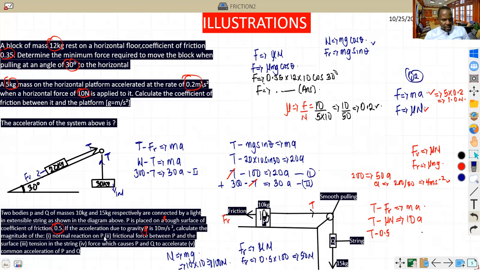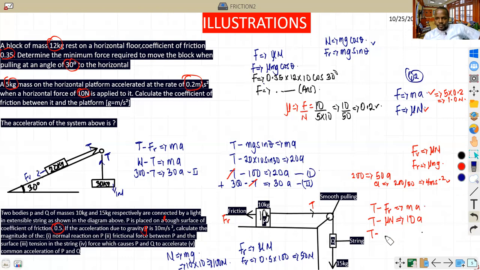The third one says tension in the string. The tension in the string is now what will make you set this type of equation. What is mu N now? I've done that now. Mu N was what? 50. So I can just put 50 here instead of wasting my time.